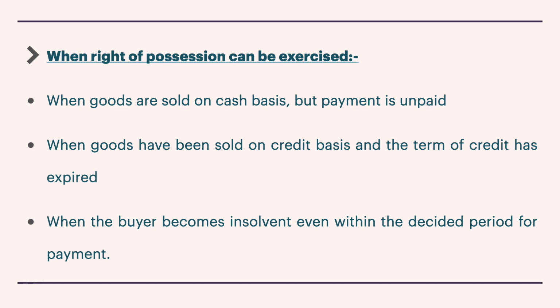Then when the buyer becomes insolvent even within the decided period for payment. Insolvent means he does not have any bank balance left to make the payment to the seller. Once the seller understands that the buyer is insolvent and he cannot pay back the money, he can take the goods back into his possession. Is that clear? So that's the first right of the seller, the right of lien or possession.